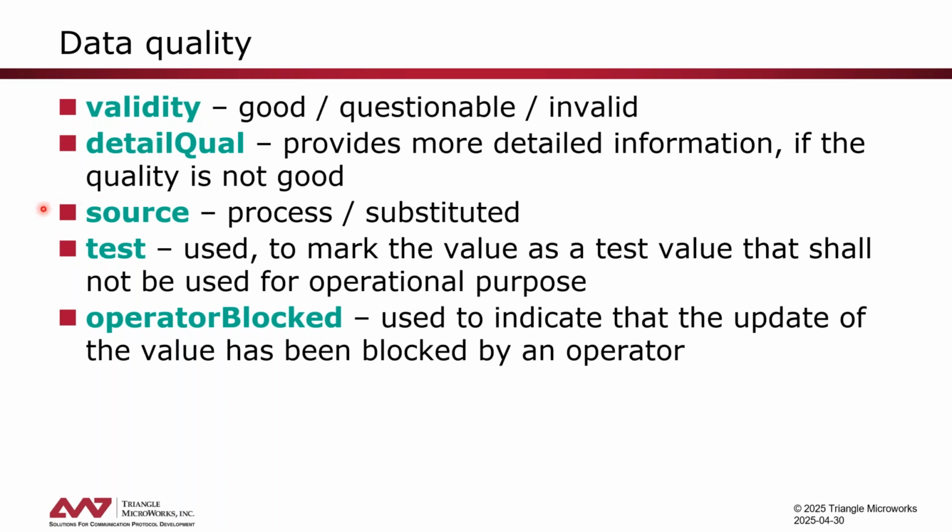61850 also has a concept of substitution. So if a process value cannot be acquired, we can substitute it. An operator may substitute it because he knows, as an example, the earthing switch is open, then he can substitute it, and that's what we would indicate in this element, this part of the quality that indicates the source. By default, the source will be process. That means it has been determined by our system. If for whatever reason we have to do a substitution, that will be indicated as substituted.